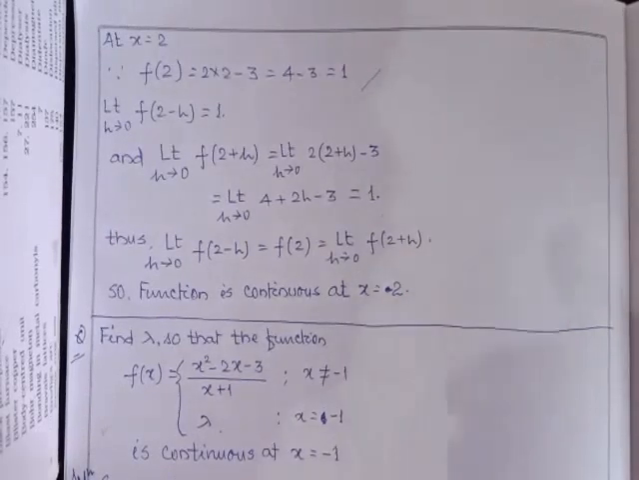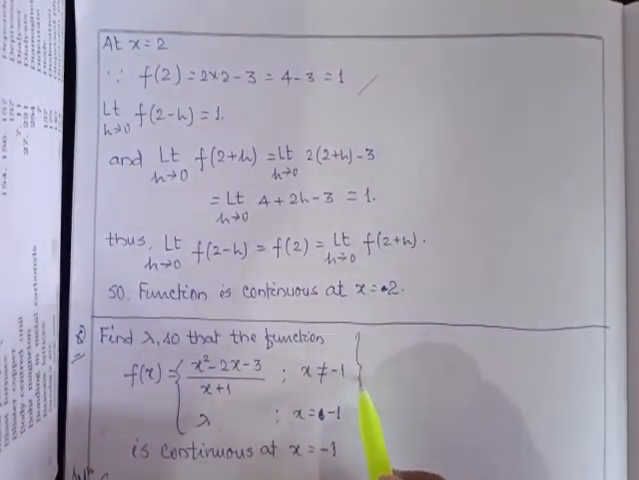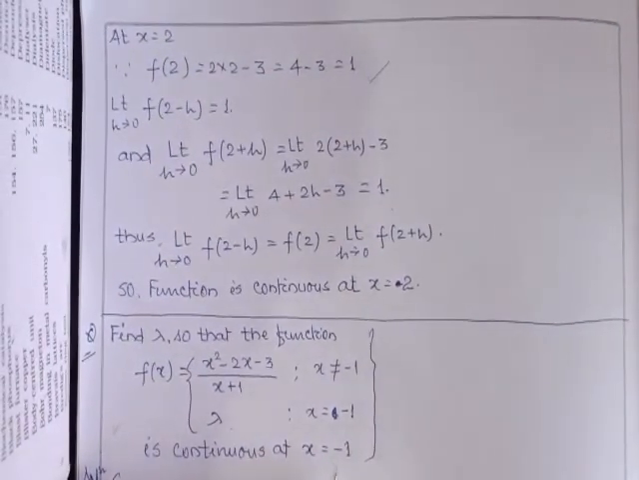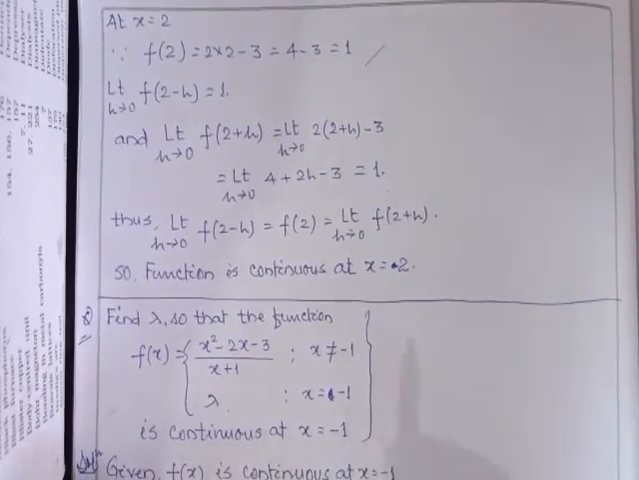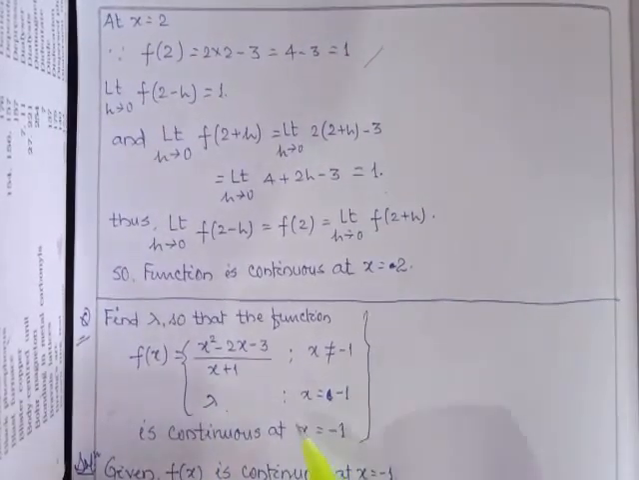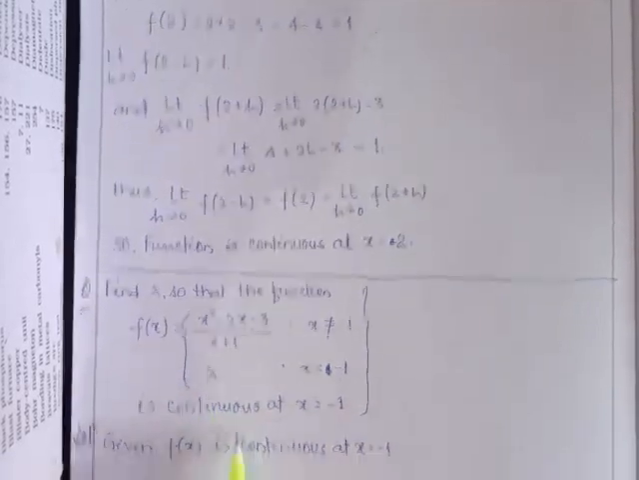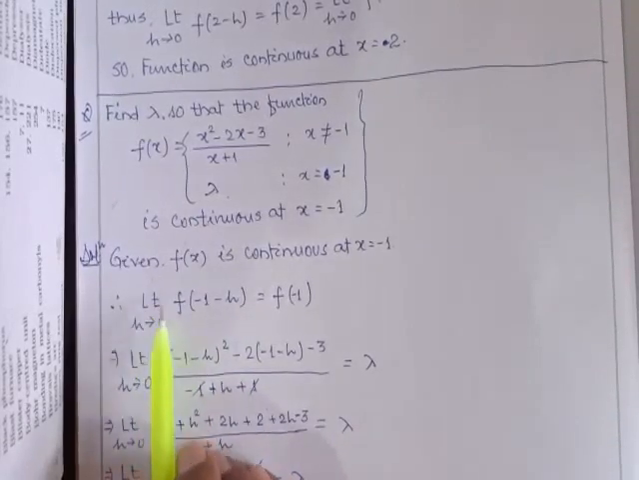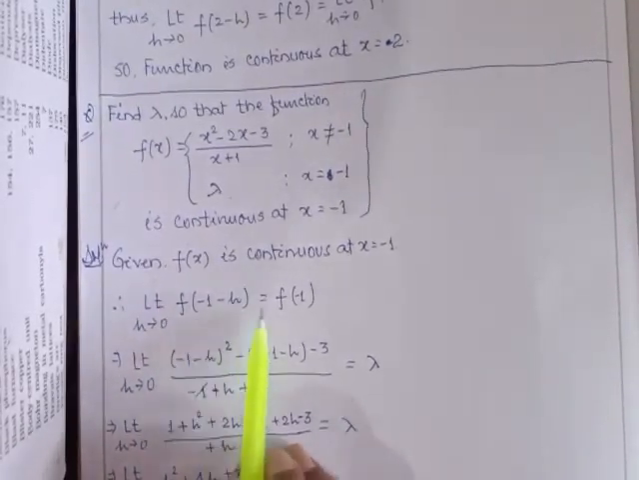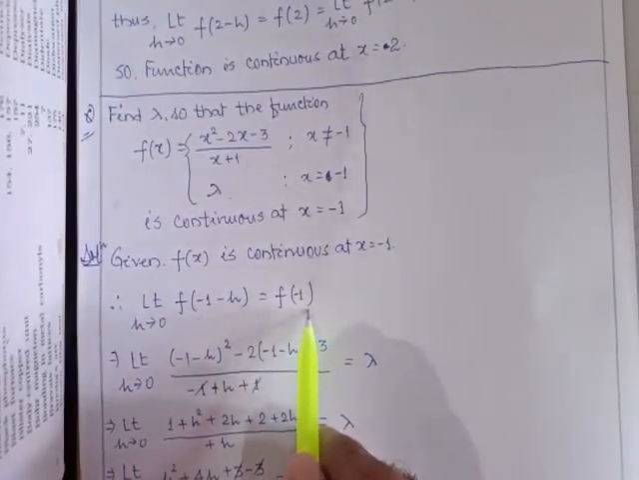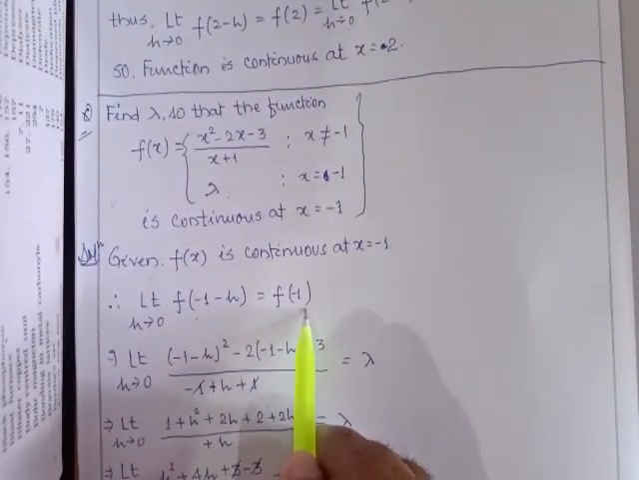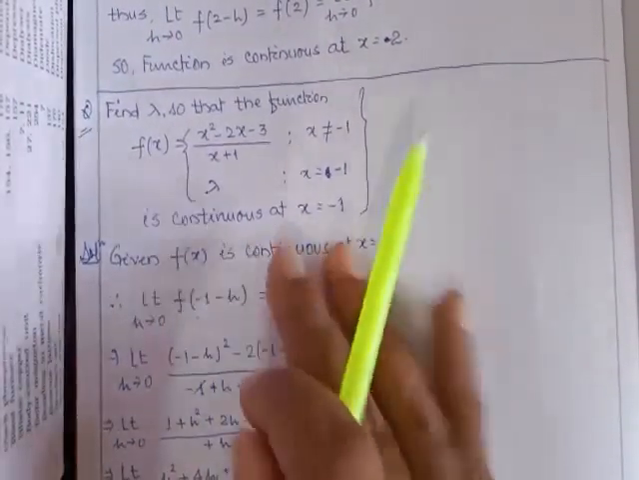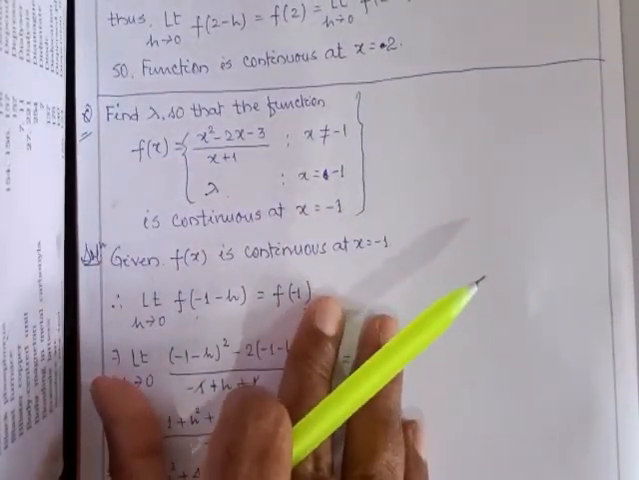See, children, in this question it is already given that the function is continuous at x is equal to minus 1, and we have to find the value of lambda. So the function is continuous, hence the limit, or you can say the left hand limit, should equal the value of f at minus 1, because the function is continuous. So calculate the left hand limit and f at minus 1, simplify them, you will get the result.